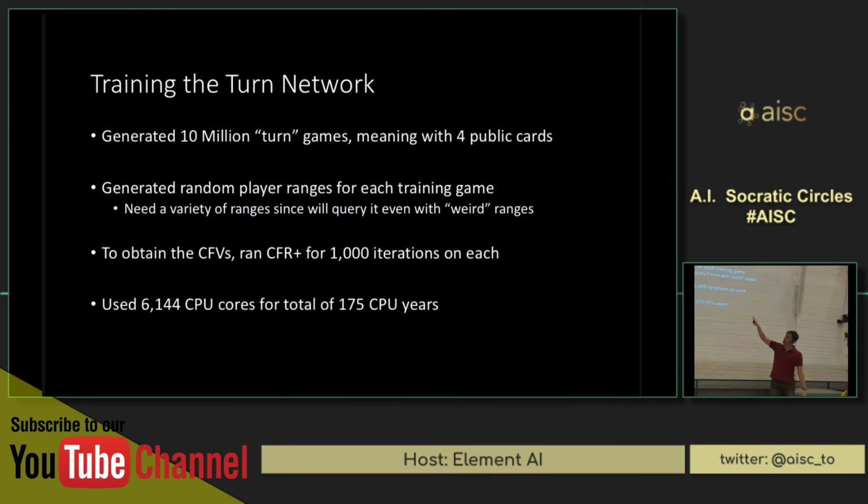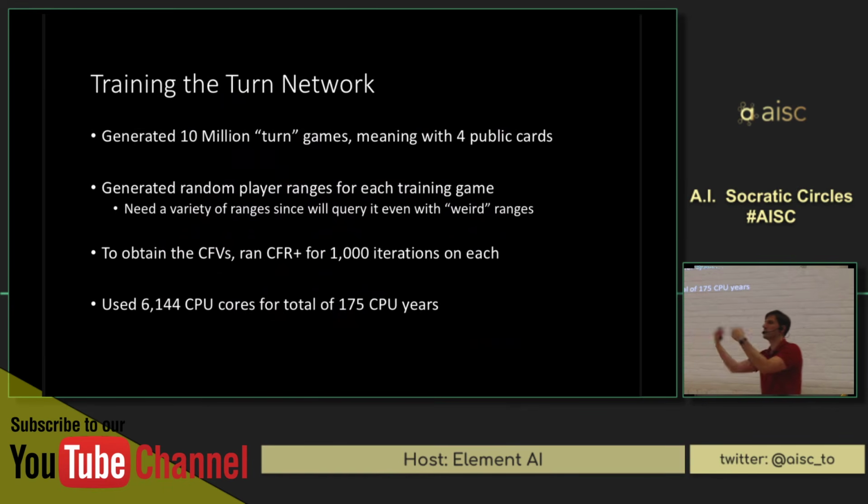So you're going to take 10 million of those types of turn games, combinations of turn games and cards. You're going to solve the game below it. We're close enough to the end that we can solve the game fully using this approach. And then that's going to become a training example. So each training example is given by a combination of randomly dealt cards and ranges, and now you're going to solve the game to get your counterfactual values, and then that's your training example. Which is why it takes all of this CPU time. So they use 6,000 CPU cores to do training over 175 CPU cores.